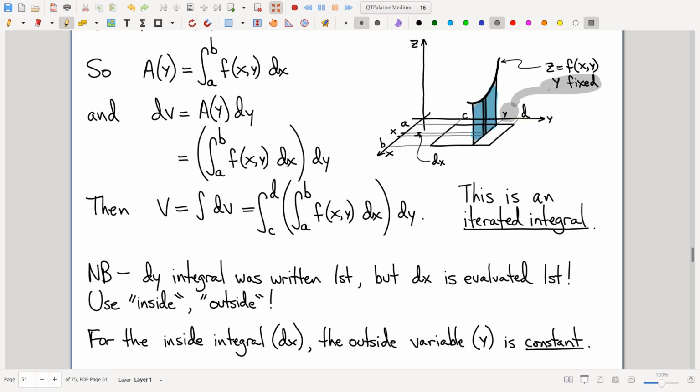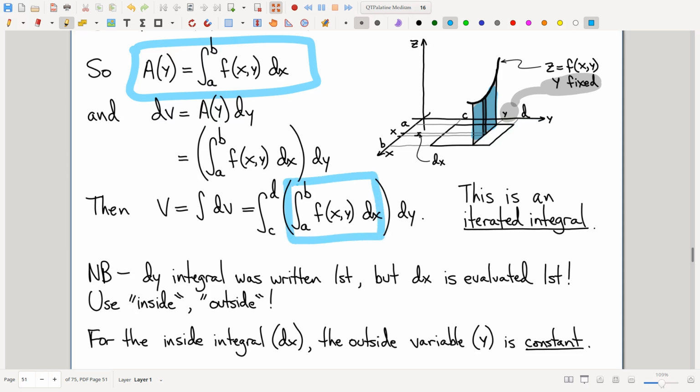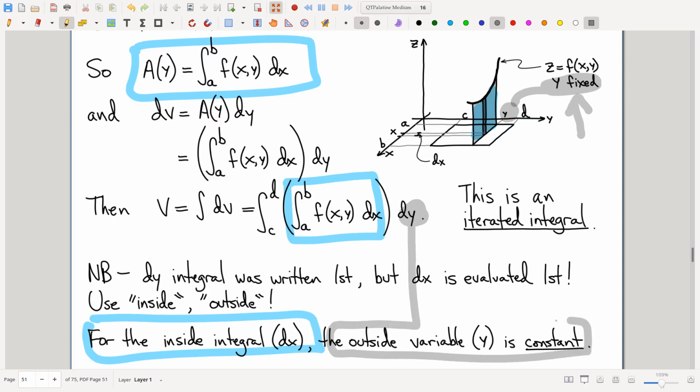Okay, now let's just think about what the consequences of that are in the algebra. As I compute that area, I am literally computing the inside integral. So said differently, when you're computing the inside integral, y is constant. That is, the outside variable is constant. Did everybody see that?